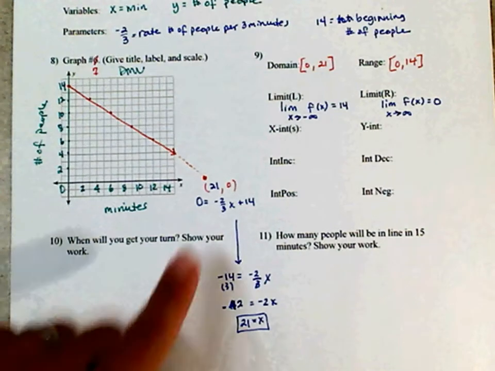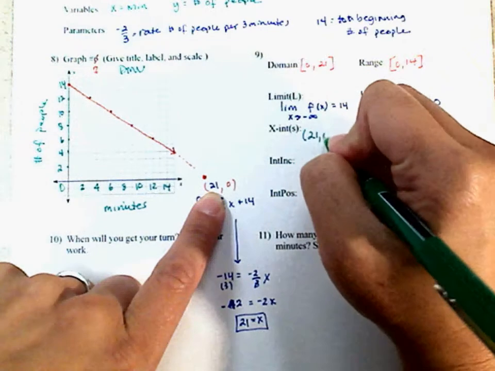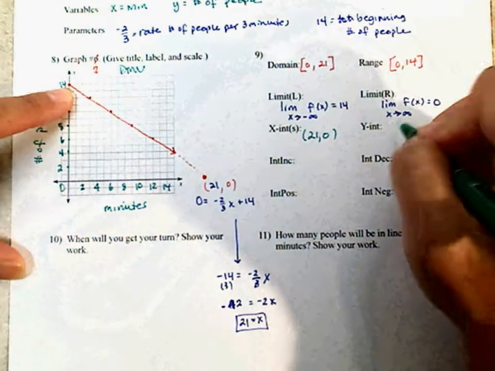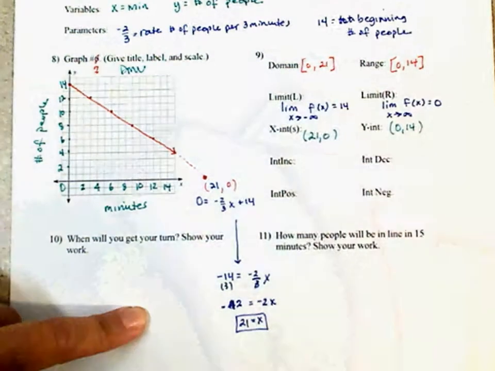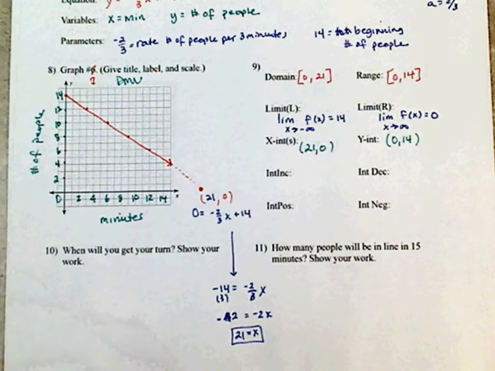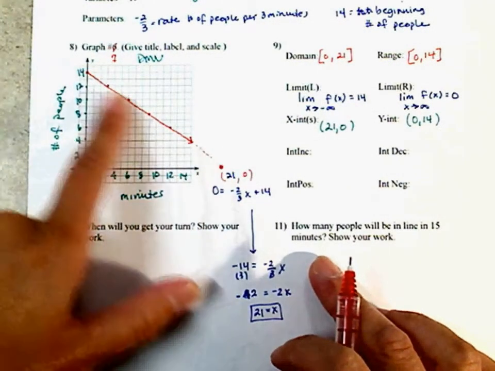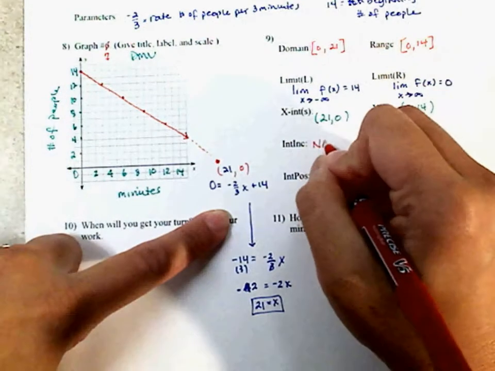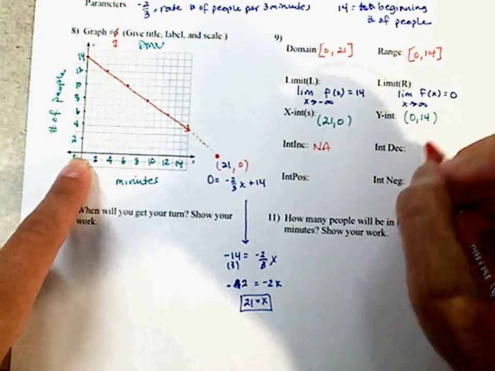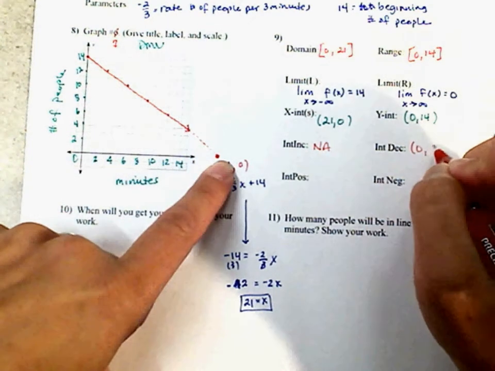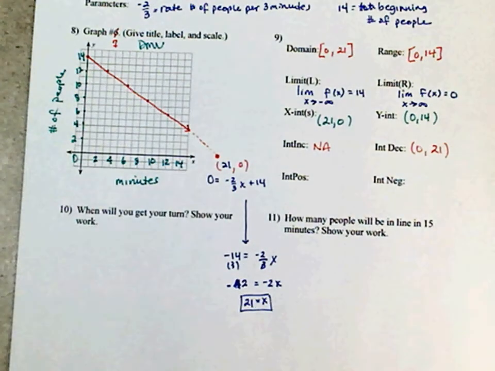X-intercept, which you have already found right here. So your x-intercept is 21, 0. Your y-intercept, 0, 14. Okay? Your increasing interval, you are going up. Let's see. Left to right, my graph is not going up. It is going down, so this does not apply. Is it going down? Absolutely. Where is it going down from? 0 all the way to 21. It actually continues further, but for application, that's as far as it goes.